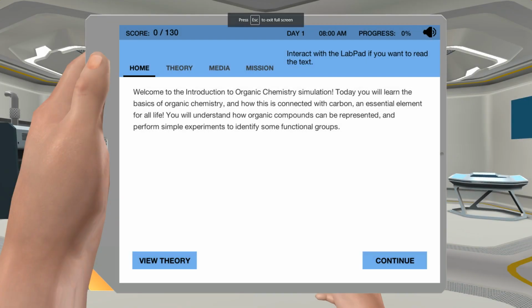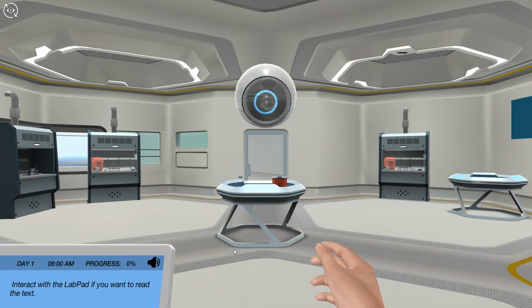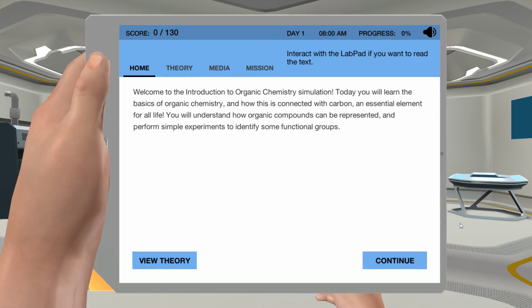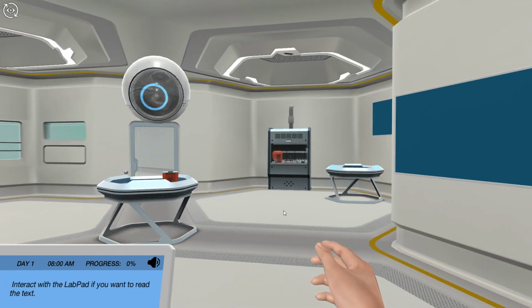Welcome to the Introduction to Organic Chemistry simulation. Today you will learn the basics of organic chemistry and how this is connected with carbon, an essential element for all life. You will understand how organic compounds can be represented and perform simple experiments to identify some functional groups.